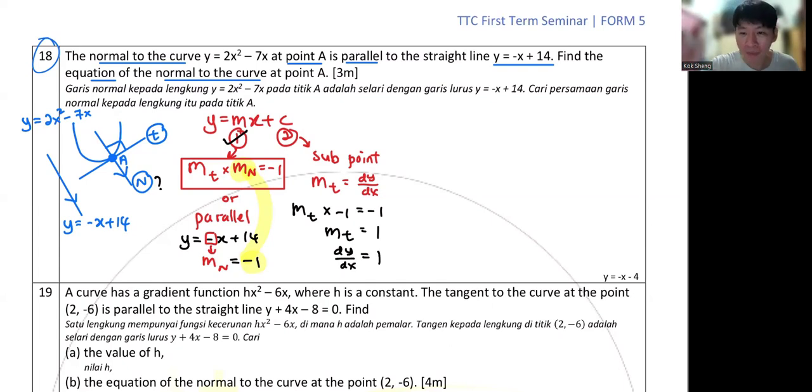So mt gets 1. dy/dx will also be 1, because they're both the same, right? Yeah, so here you go. Now we have the tangent gradient 1, the dy/dx. From the curve here, you're able to do the differentiation also.